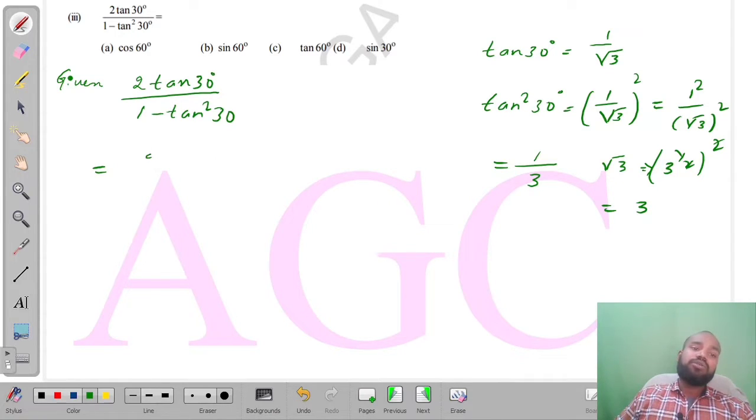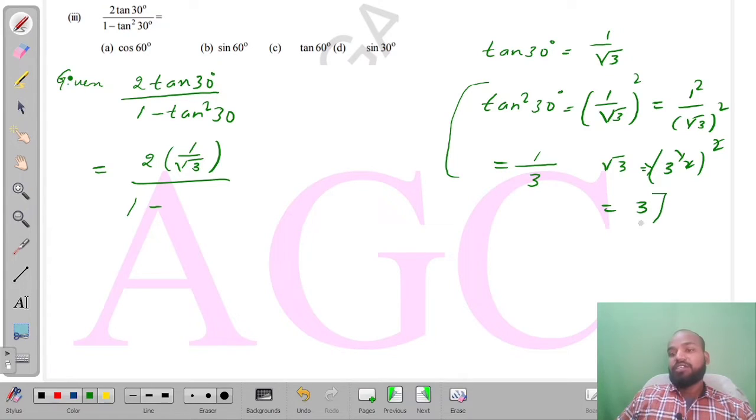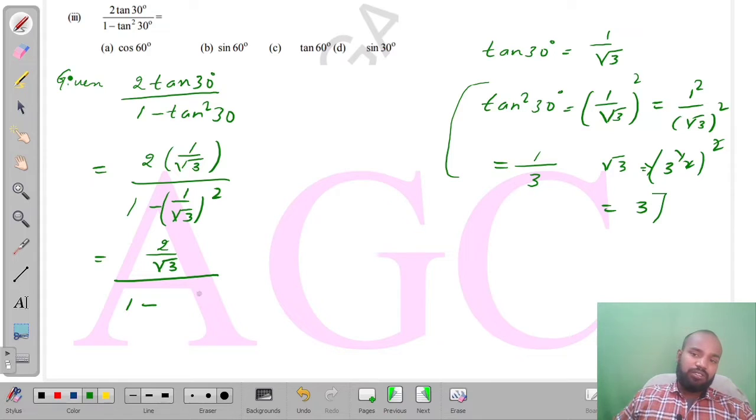See, 2 tan 30. The tan 30 value is 1 by root 3. So 2 into 1 by root 3 by 1 minus tan square 30. Tan square 30 value is 3. I am directly writing it. Why? Because I did tan square 30 here. If you want, you can do it once again. That is 1 by root 3 whole square. Then 2 by root 3 by 1 minus 1 by root 3 whole square.